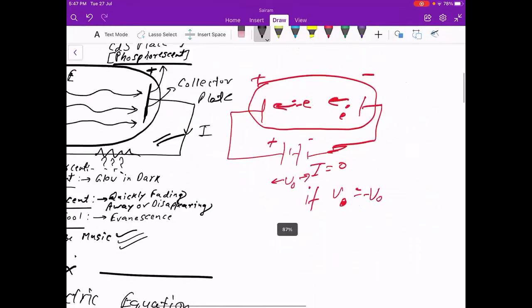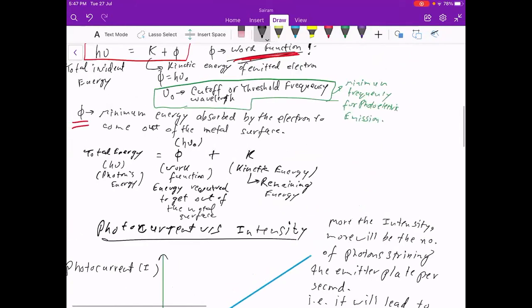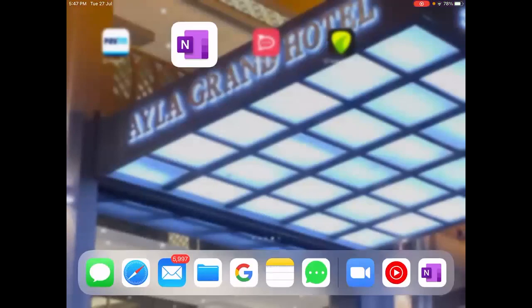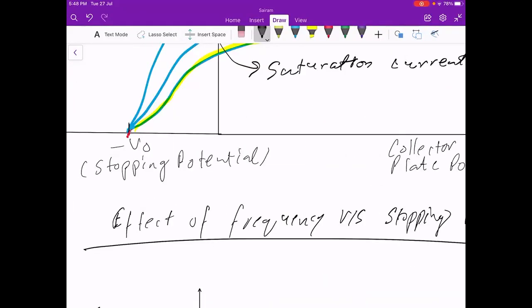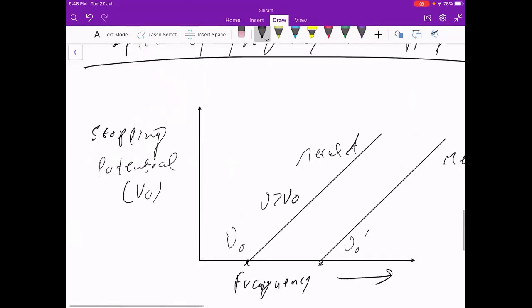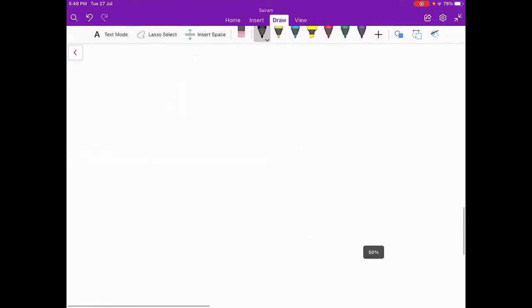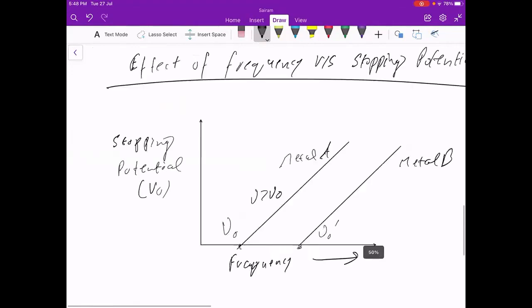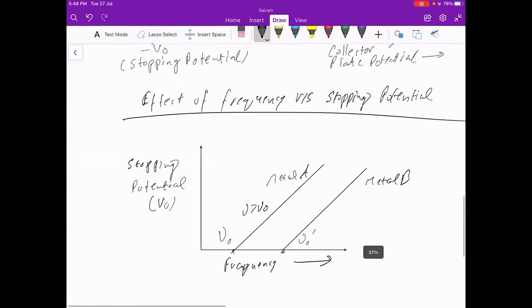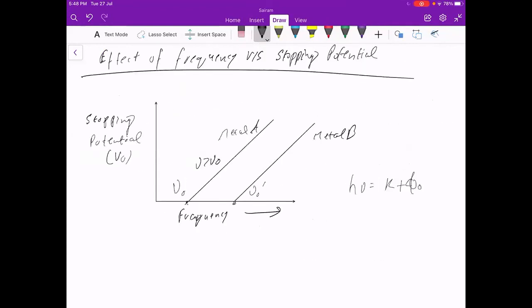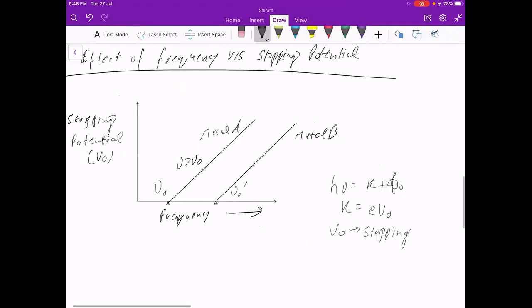So the amazing part is this straight line graph. Why is it a straight line? What I was saying is that the frequency and the stopping potential form a straight line. The reason behind that is Einstein's photoelectric equation, which states that h nu equals kinetic energy plus phi naught. Now kinetic energy is actually equal to eV naught, where V naught is the stopping potential. That's the main thing. So you can say h nu is equal to eV naught plus phi naught.